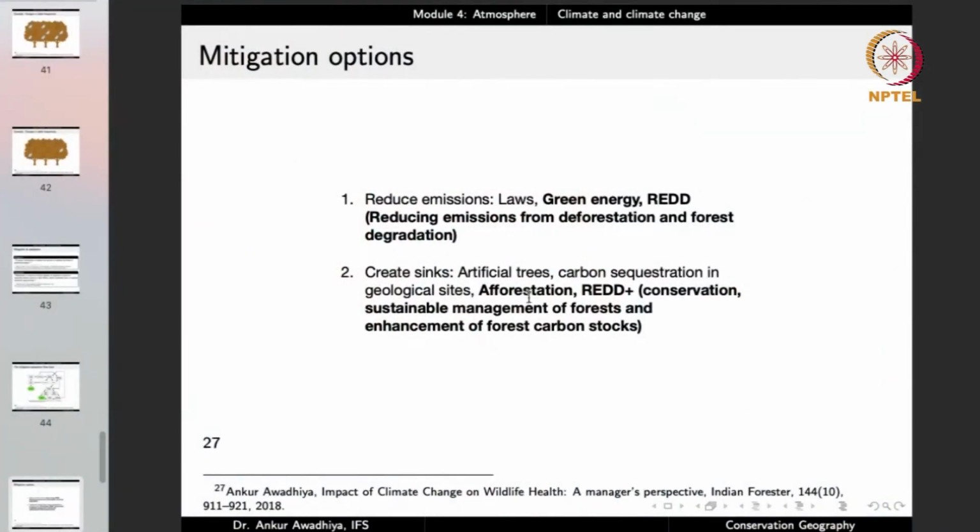So essentially we are reversing the process. Earlier we took out coal, petroleum and natural gas from geological sites, and we burnt them. So the mitigation option is to capture this carbon, convert it into a more purified form of carbon, that is, concentrate the carbon and then store it in the geological sites, essentially reversing the process. Or afforestation, that is planting of trees, and REDD+. So REDD+ includes REDD together with conservation, sustainable management of forests, and enhancement of forest carbon stocks.